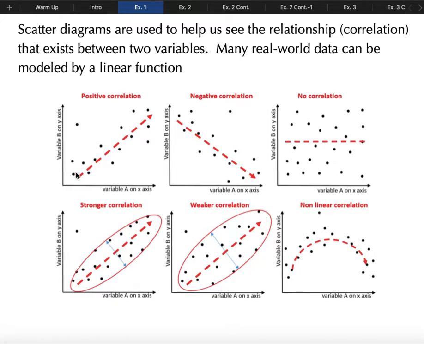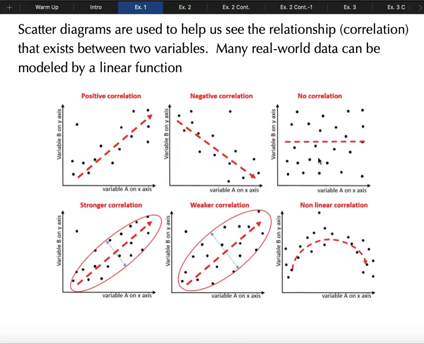So the first would be your data points follow an upward linear trend, and we would consider this a positive correlation, okay? That means that as the values of x increase, so are the values for y, okay? Here would be a negative correlation. You have a downward trend to the points in your data set. As one variable's value increases, the other's is decreasing, okay?